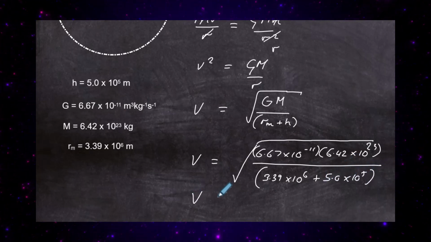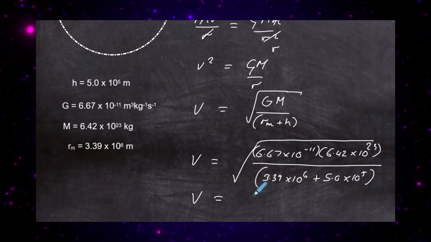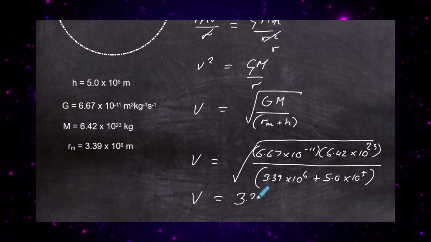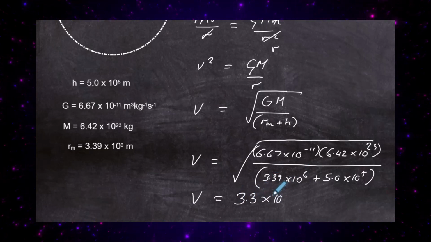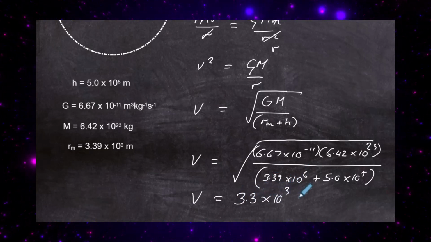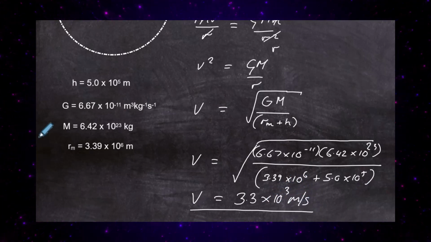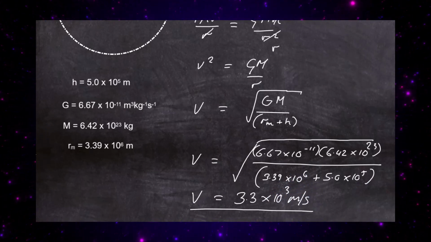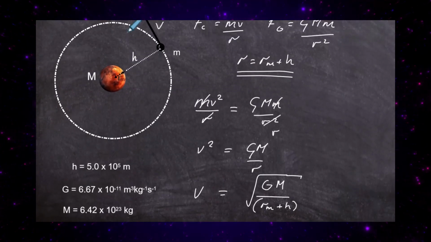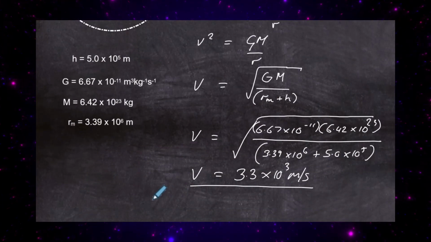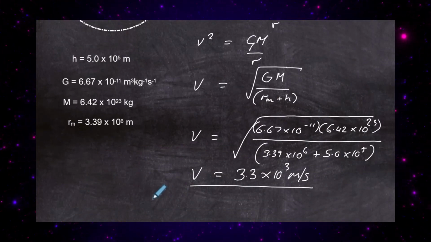So it's a simple calculation to do in your calculator. Just take your time, work it out, and you should have a value of about 3.3 times 10 to the 3 meters per second. And that's going to be the tangential speed of this ERV as it goes into orbit round here like that. V, tangential speed, 3.3 times 10 to the power 3 meters per second.